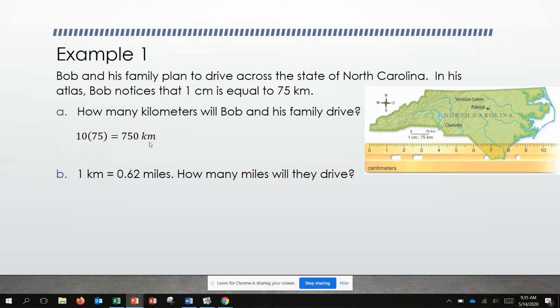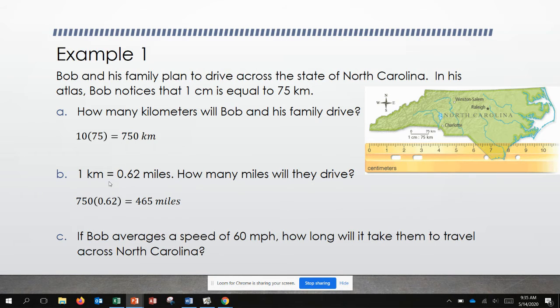Well, now, if 1 kilometer is equal to 0.62 miles, how many miles will they drive? Well, we need to do the same thing. Since we know 1 kilometer is equal to 0.62 miles, we're going to take our total amount of kilometers, or 750, and multiply by how big each kilometer is in miles. So 750 times 0.62 gives you 465 miles.